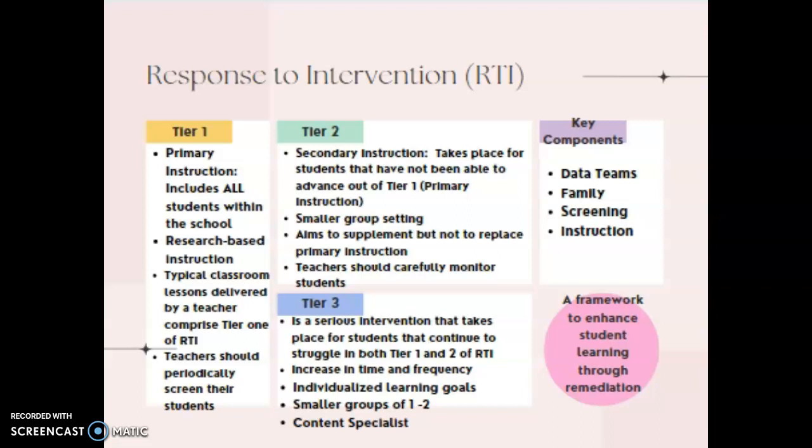Instructional Tier 3 is a serious intervention that takes place for students that continue to struggle in both Tier 1 and 2 of RTI. Here you want to increase the time and frequency of instruction to get the help these students need.